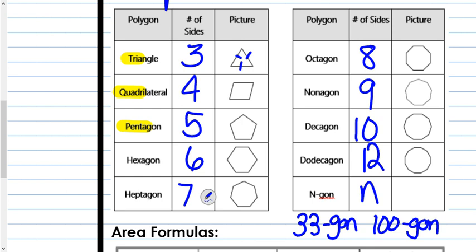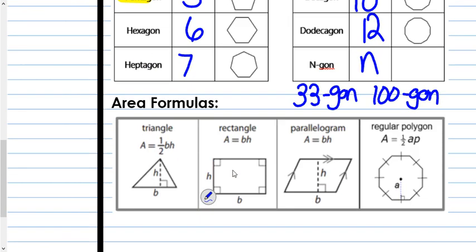Hopefully all of that is really familiar to you. There's some pictures here to help you remember, but I think that should be pretty basic. Area formulas.